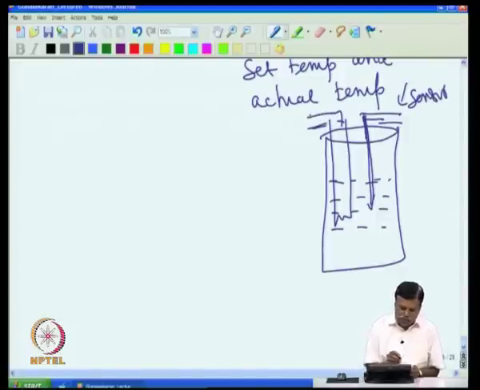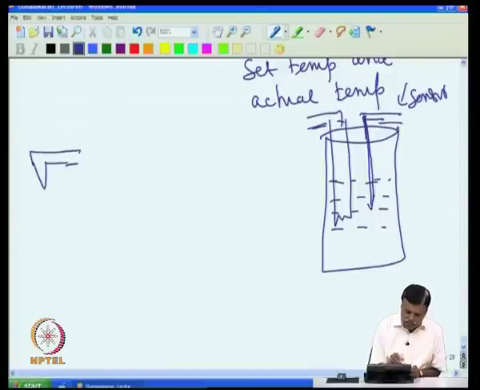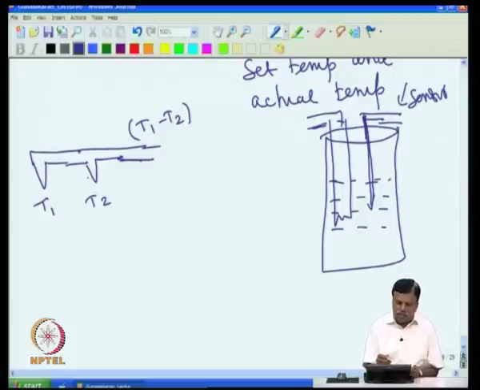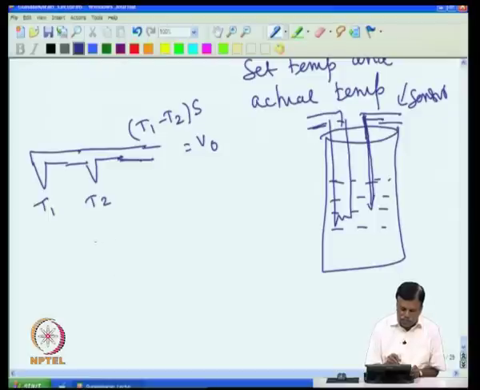Now, what I do is I take the sensor, which is a thermocouple. If I take a two-junction thermocouple, then the temperature difference between the junctions, say T1 and T2, gives a voltage. T1 minus T2 is the temperature difference between these two junctions, multiplied by the sensitivity, which gives the output voltage. Most thermocouples have a sensitivity of 40 microvolt per degree C, most of them in this range.